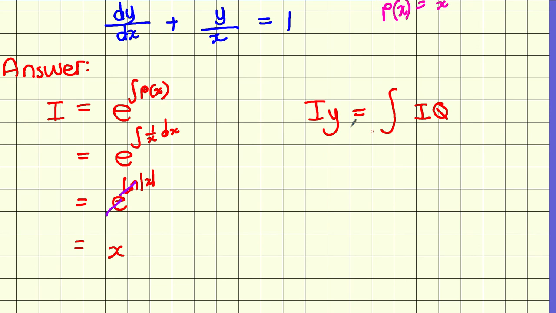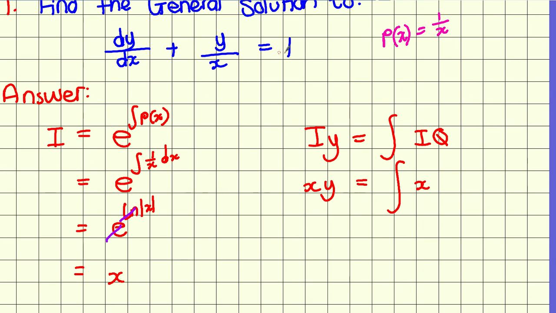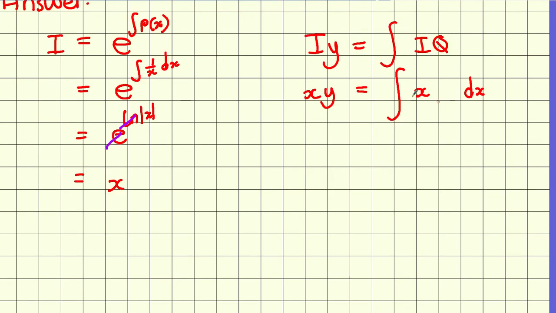Now we go over to this side. So see you've got I on both sides. So I, we've just worked out, it's going to be x in here. So here you just get xy, because y just says y, equals the integral of I, which we've worked out to be x, and q is just whatever's on this side. So we've just got a 1 on this side. So here we've basically got x times 1, which is just x dx. So all we need to do now is to integrate this and then rearrange it so I've got y by itself, and that's your general solution.